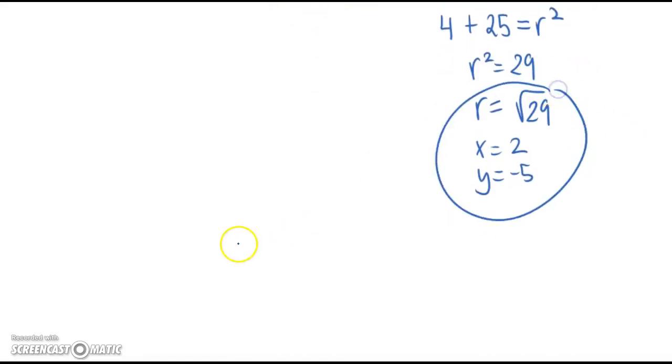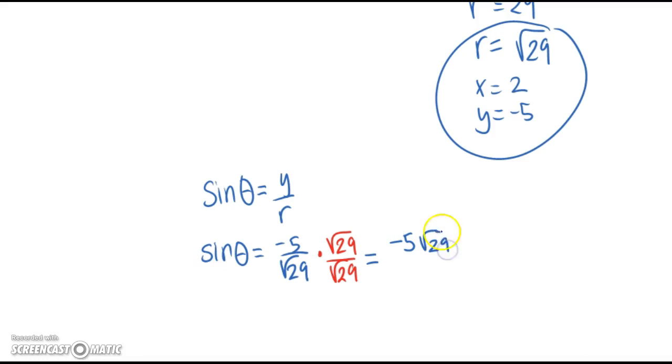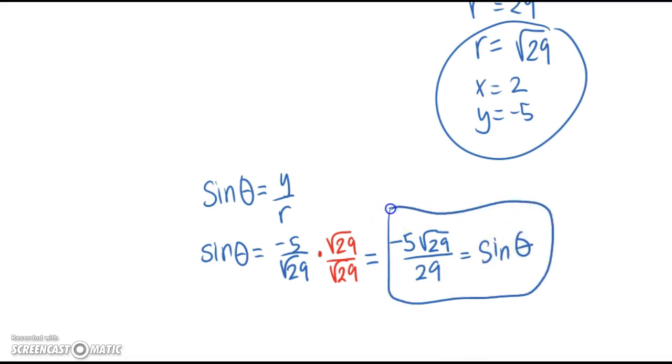To review, sine of theta is equal to y over r. Y is negative 5. R is square root of 29. Now you can keep it in this form, but it's not considered simplified because you have a square root in the denominator. So multiply the numerator and the denominator by square root of 29. We call that rationalizing the denominator. And when you multiply across, your numerator is negative 5 square root of 29, and your denominator is just plain old 29. And again, this is equal to sine of theta in simplified form.